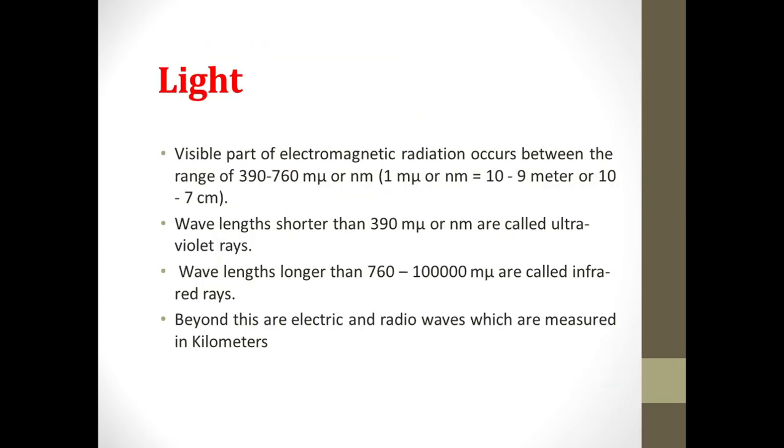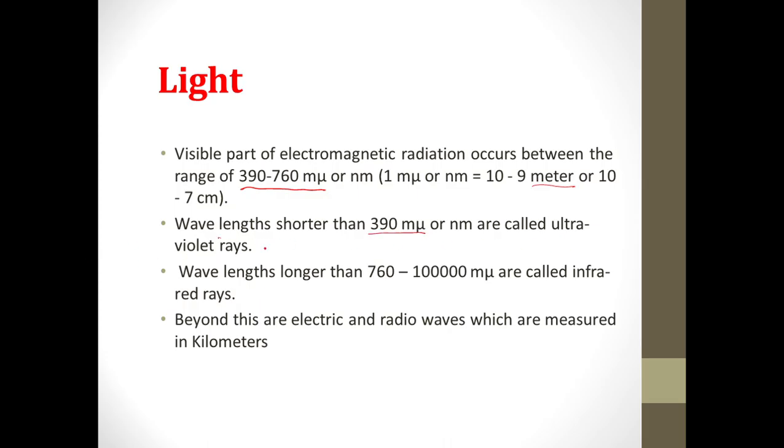Now what is light? How is light affecting the reaction, how is light making the reaction happen? The visible part of electromagnetic radiation occurs between this range. This is the range where visible light is there, and this is the range in which photosynthesis is taking place. So 1 nanometer, or 10 to the power minus 9 meter, or 10 to the power minus 7 centimeter. Wavelengths shorter than 390 nanometer are called ultraviolet rays.